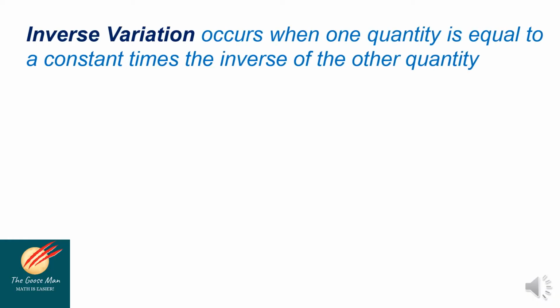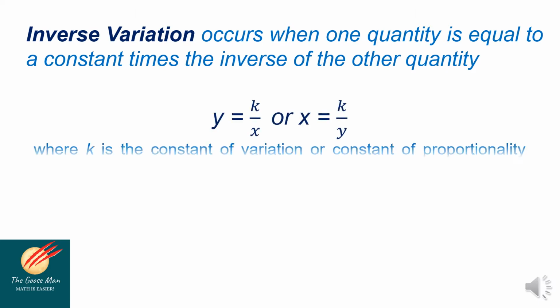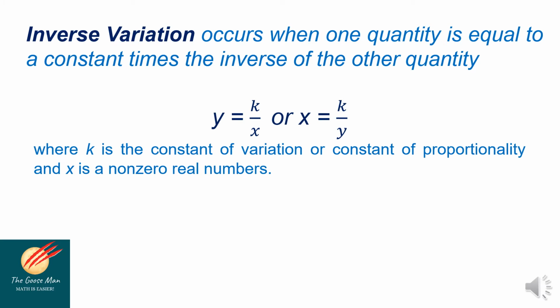Inverse variation occurs when one quantity is equal to a constant times the inverse of the other quantity. So in symbols, we have y is equal to k over x, or x is equal to k over y, where k is the constant of variation or constant of proportionality, and x is a non-zero real number.